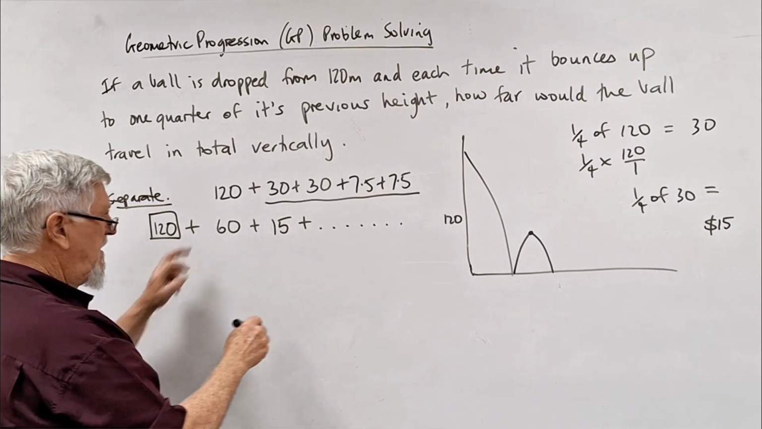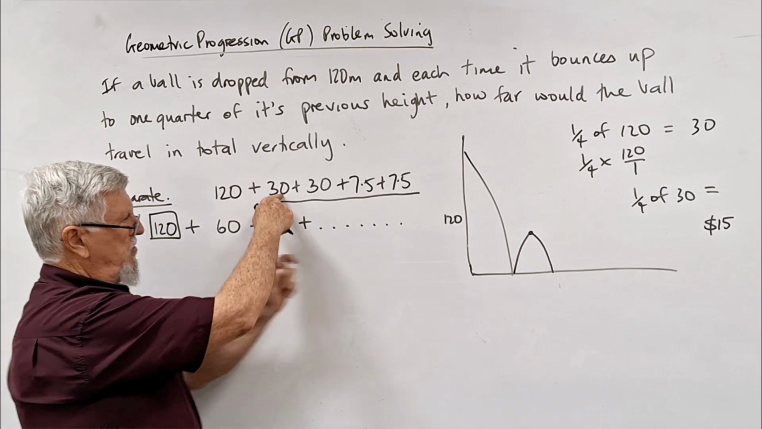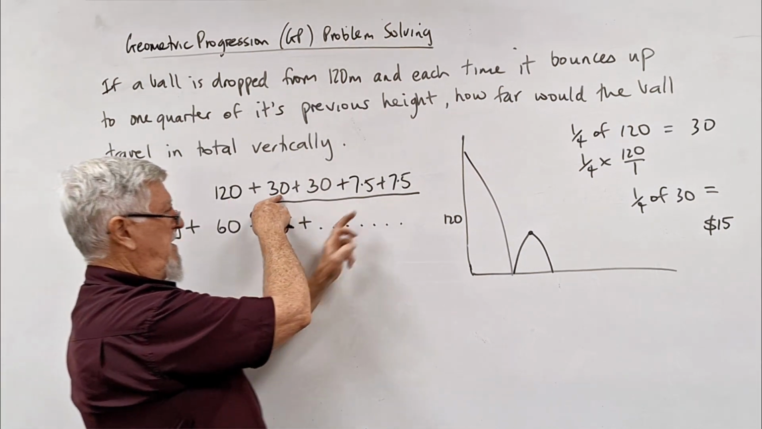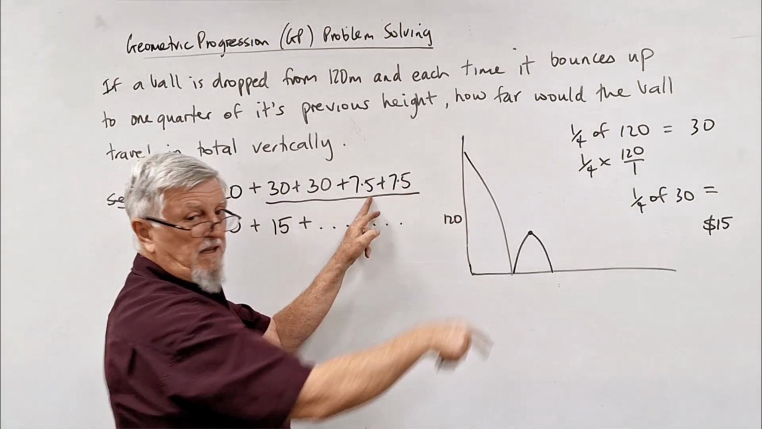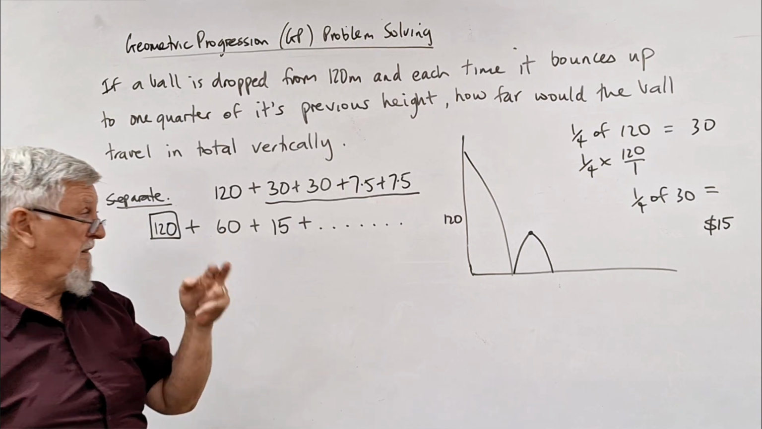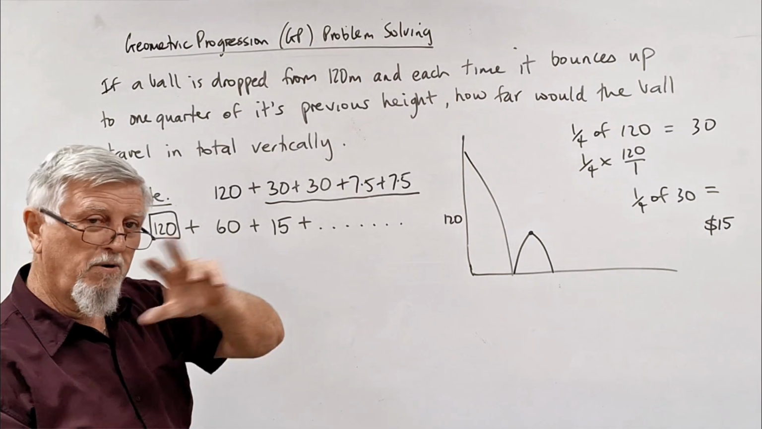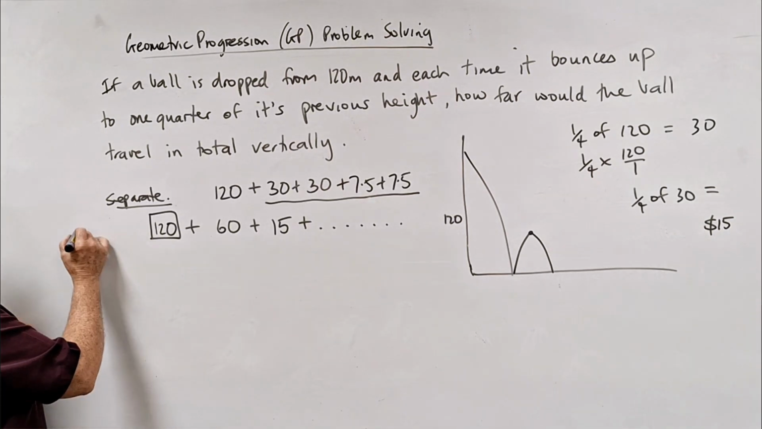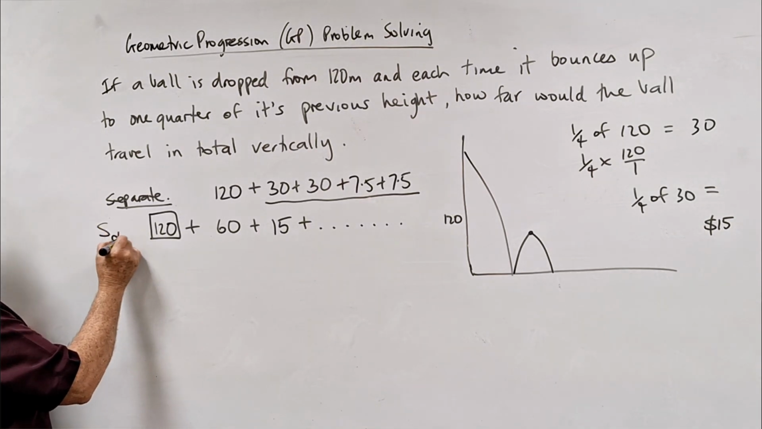It fits in if we went 120, 30, 7.5. So if we went 120, 30, and 7.5, we'd be missing these other numbers. So you could do two questions in one. Two questions and separate into two parts. I'm going to do it as one question. And I'm going to go, I could call it the sum to infinity.